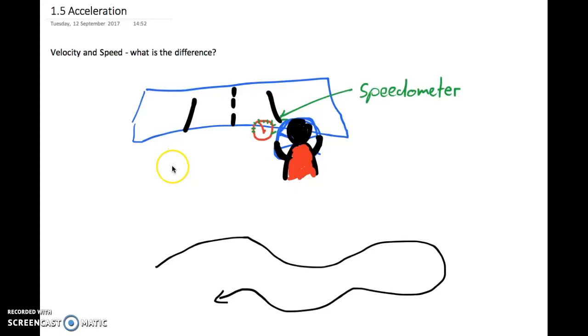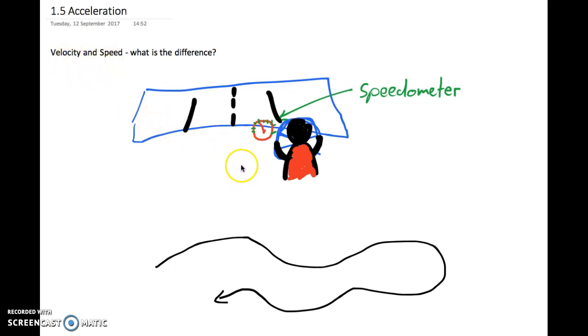Okay, in this unit we're going to be looking at acceleration, and to understand acceleration you need to understand the difference between two physical quantities, velocity and speed. Now, they're often used interchangeably, but they are different. Velocity and speed are both measured in the same unit, meters per second, but there's a difference between them.